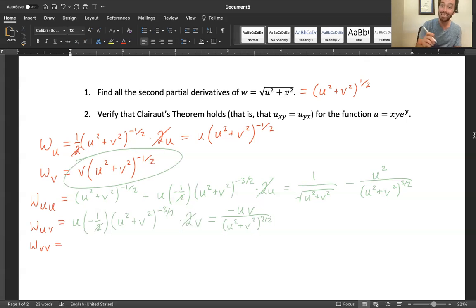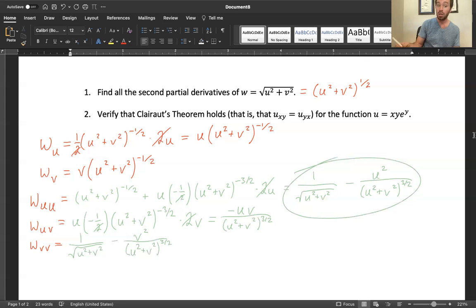However, I already did this really when I did the WUU, because look, we can appeal to symmetry again. It's just with the V in the place where the U used to be. So I can say this is going to be 1 over square root of U squared plus V squared minus V squared over U squared plus V squared to the power of 3/2. Do you see how I formed a likeness to this? It's because in WU, U was in the same place that V is in WV. So there's a nice reversibility there.